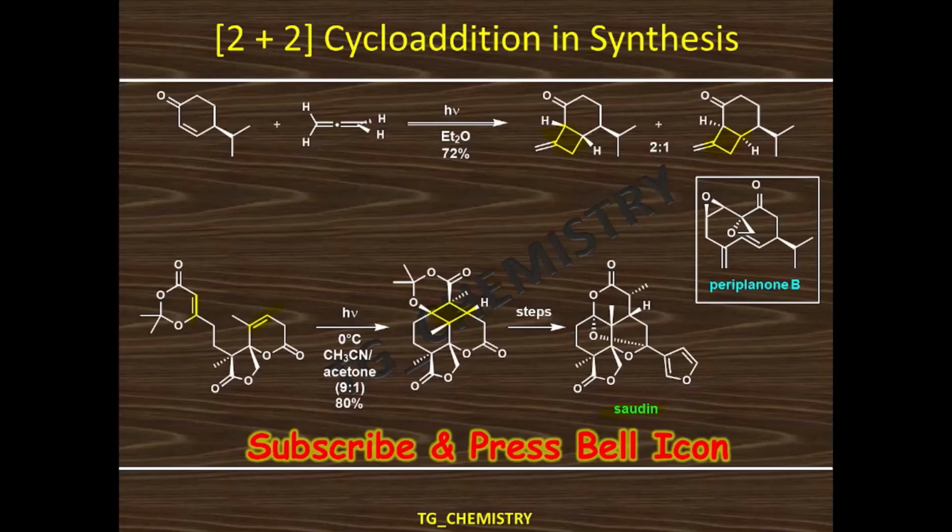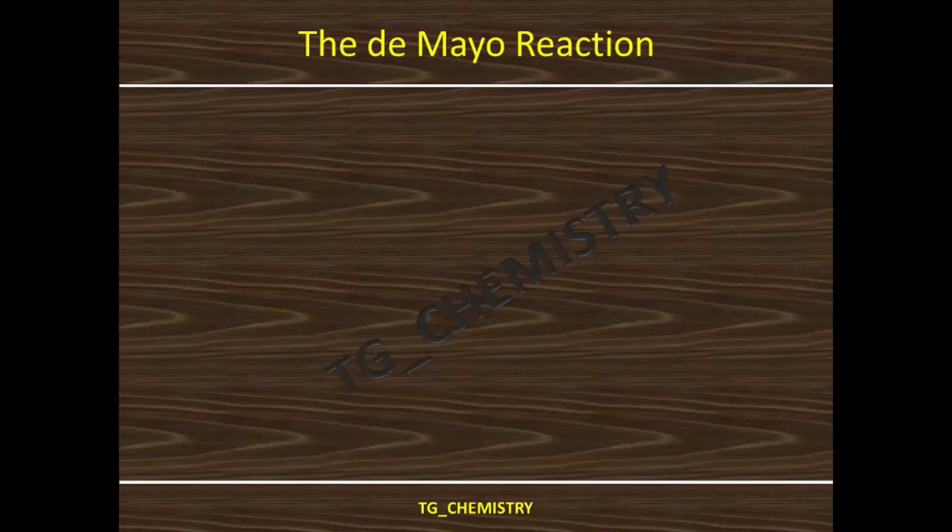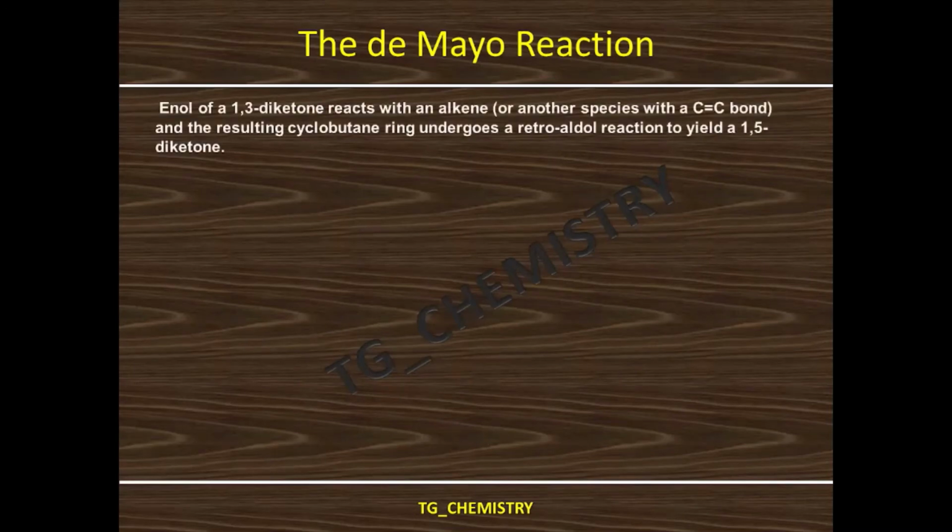Next I'll be talking about the De Mayo reaction. In the De Mayo reaction, the enol of a 1,3-diketone reacts with an alkene, or another species with a CC bond. So the double bond needs to be there in the other species also, and the resulting cyclobutane ring undergoes a retro-aldol reaction to yield a 1,5-diketone. So this is basically the De Mayo reaction.